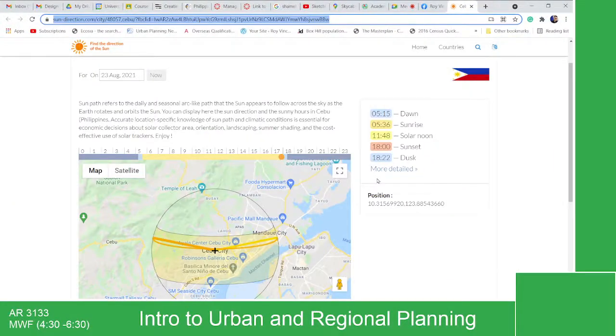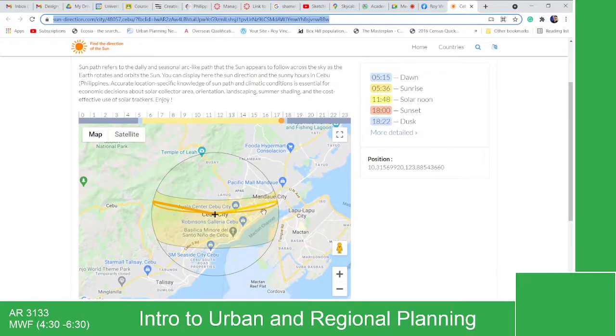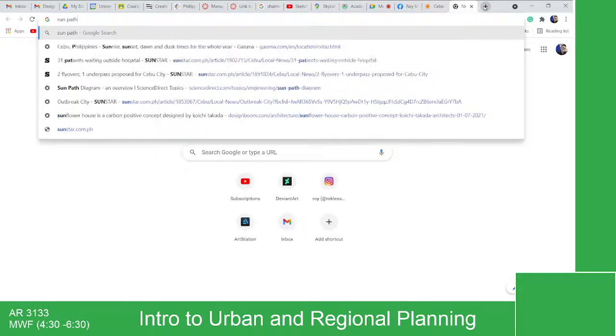So I asked, where is the hottest part of a site in Cebu City? How you would read the sun path diagram is that the upper side is the summer solstice, or the hotter months, and the bottom side is the winter solstice, or the colder months. Okay, so given that, I need a diagram, but I'll just show you guys later.